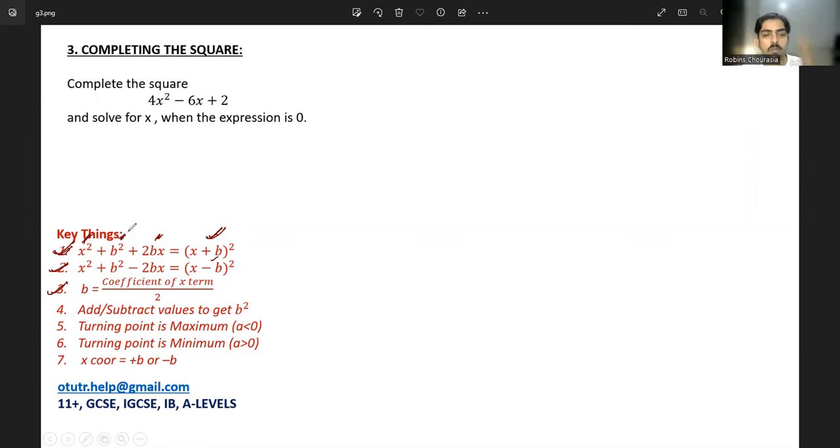And then you can find the turning point at x equal to plus b or minus b. We'll talk about turning points later. Let's quickly sort out this question first.